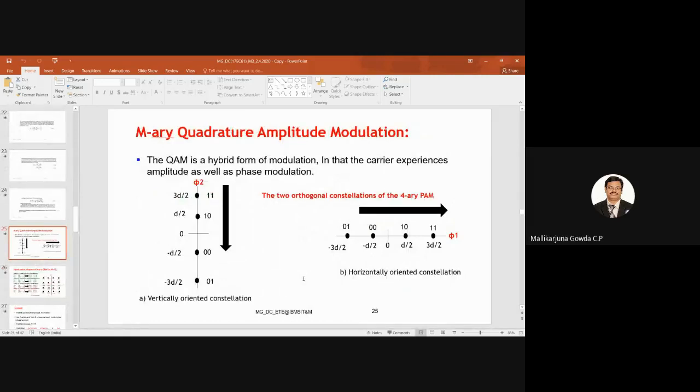I was telling about that L array PAM, right? So let me take the value of M as 4, so 4 symbols will be there. In each symbol, 2 bits will be there. L is equal to square root of M, so square root of 4 is 2, isn't it? With that, I can write these bits, and they are at a distance of d by 2. From here to here it is d by 2, and from here to here it is d by 2. So that is what is written. This is the horizontally oriented constellation, and this one is the vertically oriented constellation.